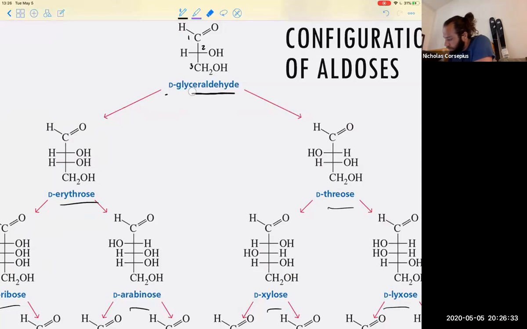All right, and let's just go through here, just to see how this grows in complexity. Because I can add 1 carbon, so now I have 1, 2, 3, 4.